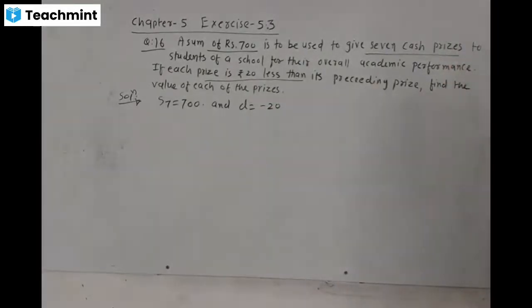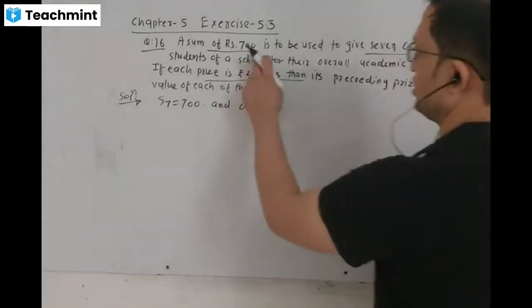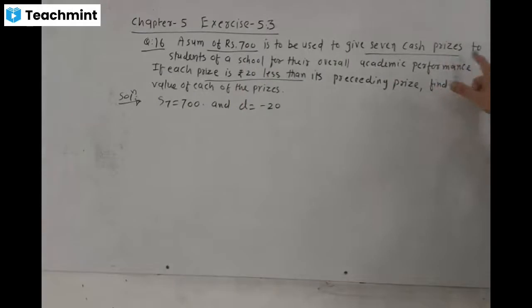The difference between the two prizes is rupees negative 20, and the total number of prizes is 7. Here S7 is equal to 700 rupees. 7 cash prizes for the students of a school for their overall academic performance. Each prize is rupees 20 less.